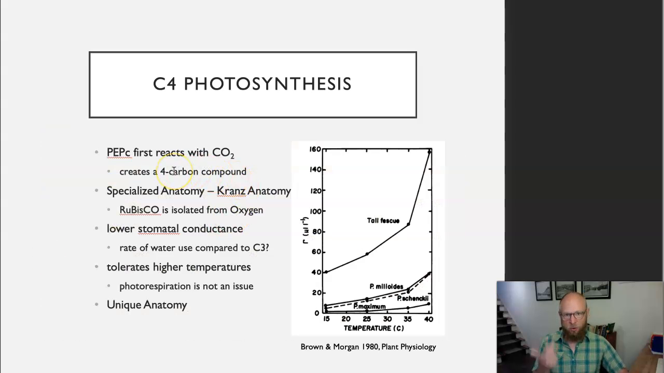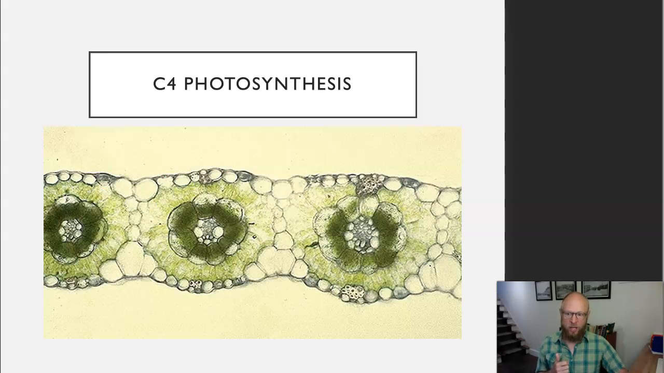The first product of photosynthesis in a C4 plant is, as you might guess, a compound with 4 carbon atoms in it. So it's a 4-carbon compound, and that's where we get the name C4 photosynthesis. C4 plants also have this specialized anatomy, which is these enlarged bundle sheath cells, and that's referred to as Kranz anatomy.